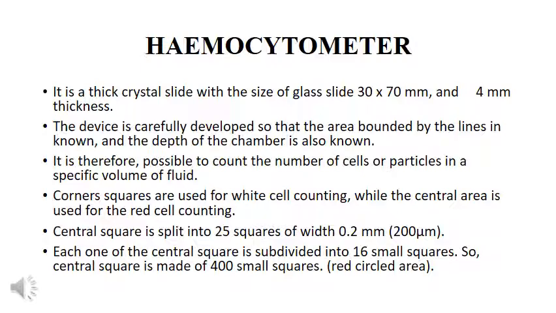The device is carefully developed so that the area bounded by lines is known and the depth of the chamber is also known. So you can say the chamber is 4 millimeter thick, which means the depth of the chamber is 4 millimeter. It is therefore possible to count the number of cells or particles in a specific volume of fluid. So first of all, when we have to perform cell counting on any sample or fluid, we first make a dilution with recommended fluids.